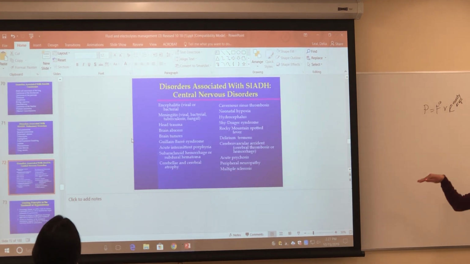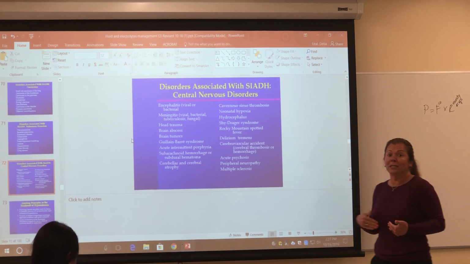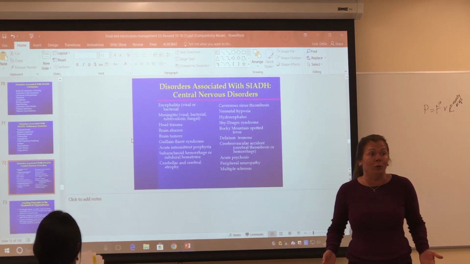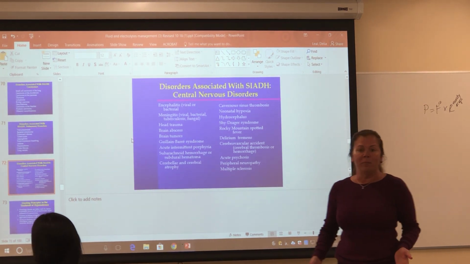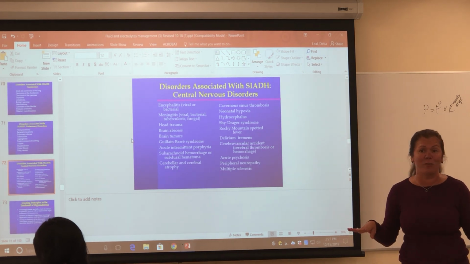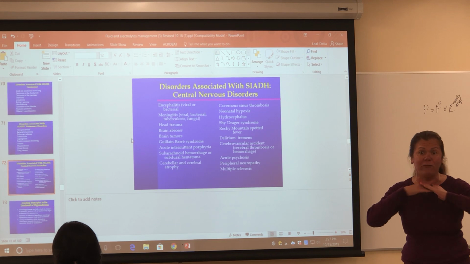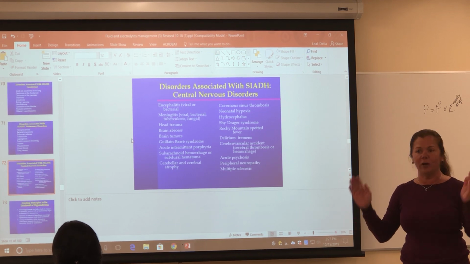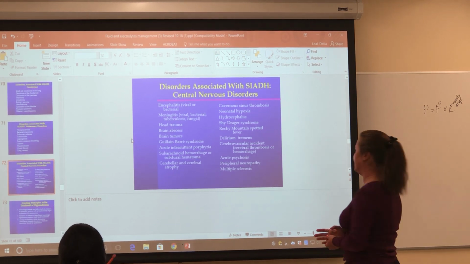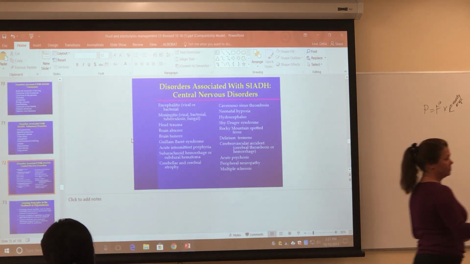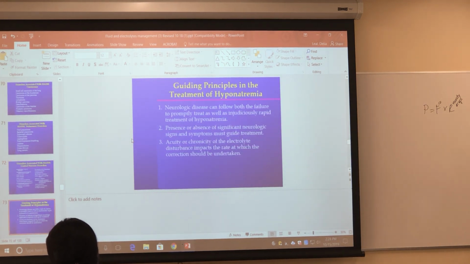but if we come here, not only traumatic brain injuries, not only stroke, not only brain tumors, but if you have anything in your brain, from meningitis, encephalitis, any infectious process, can also give you syndrome of inappropriate antidiuretic hormone. All right?